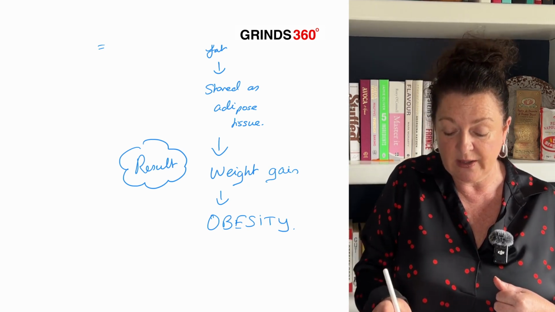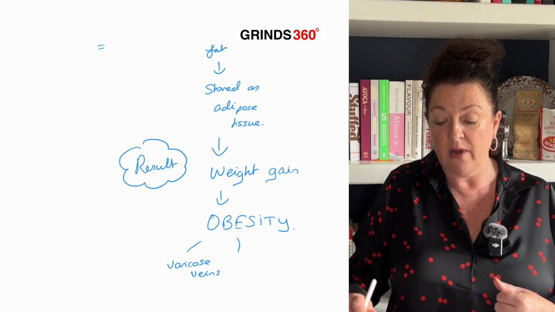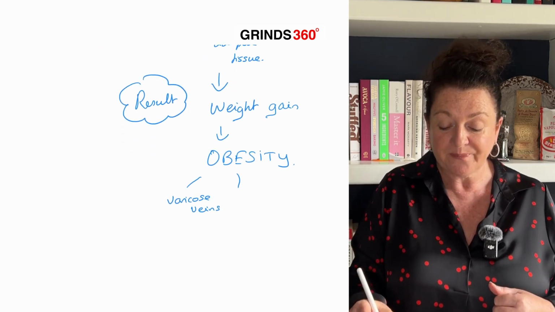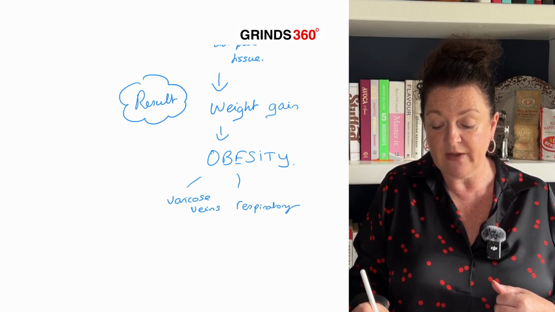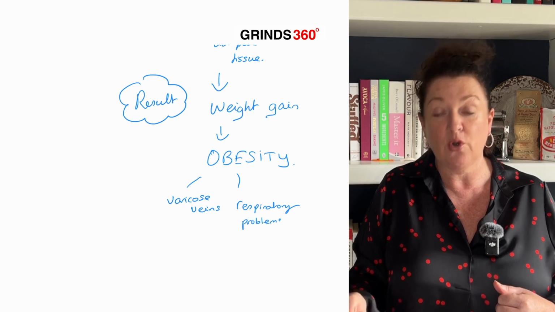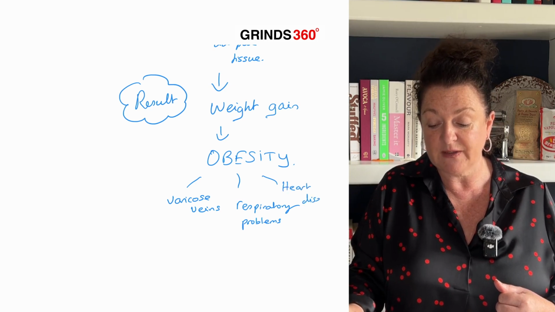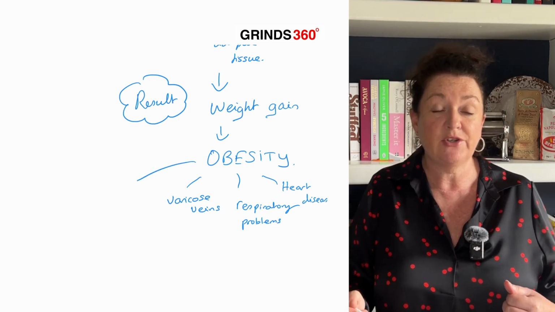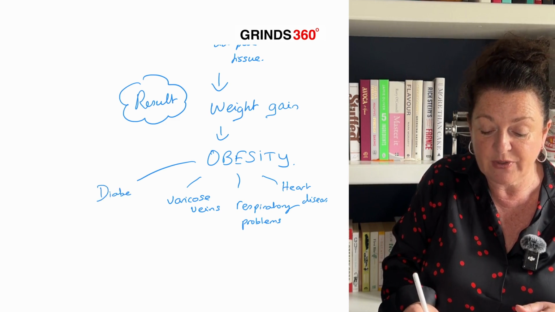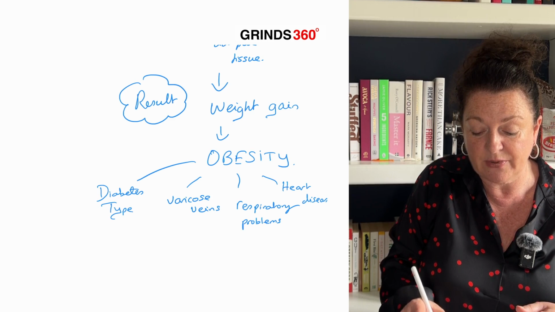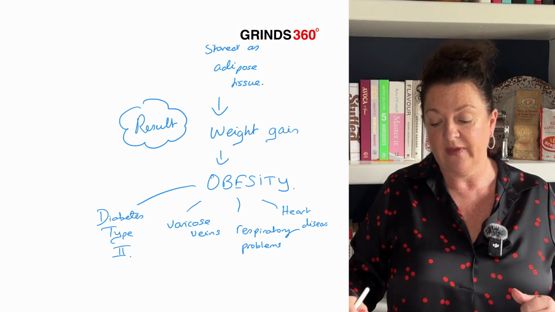You could have problems like varicose veins because of the weight on the legs from the upper region of the body. You could end up with respiratory or breathing problems. Some people can even end up with a condition called sleep apnea. You can end up with heart problems, like heart disease. Or you could potentially end up, particularly if that weight is around the midriff, with diabetes, particularly diabetes type 2. So that's our second point, when the energy intake is greater than the energy output.